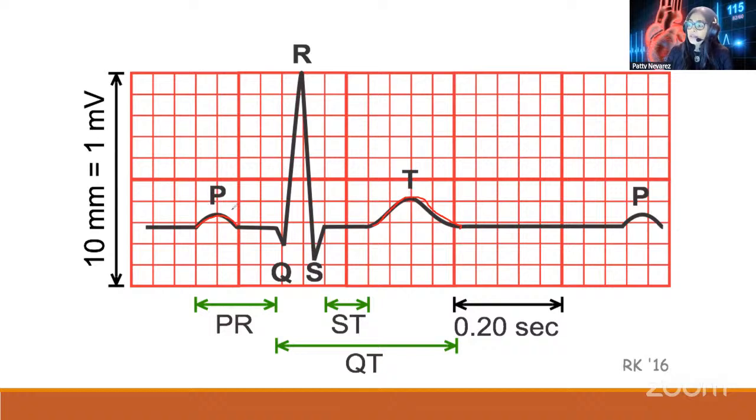So what happens to the atria? Well, the atria depolarizes here, and more or less around here, the atria repolarizes. But because the voltage of the atria is way smaller than the ventricular voltage, the ventricle overpowers the voltage of the repolarization of the atria.